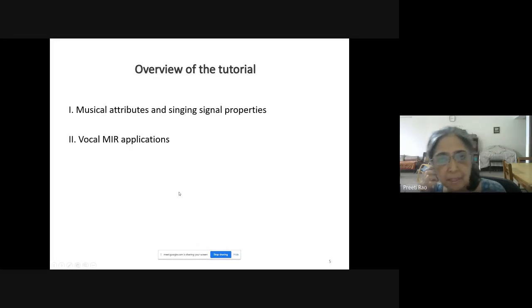In this particular tutorial, I will discuss what these attributes are, and I will talk in particular about vocal music, so about singing signal properties. And then we will talk about a series of applications.